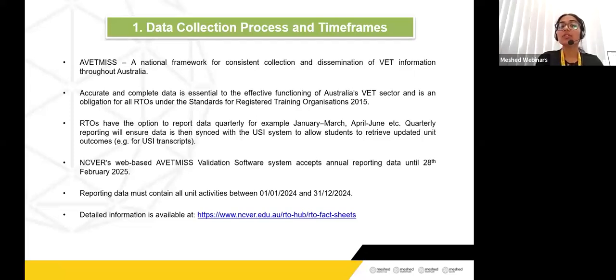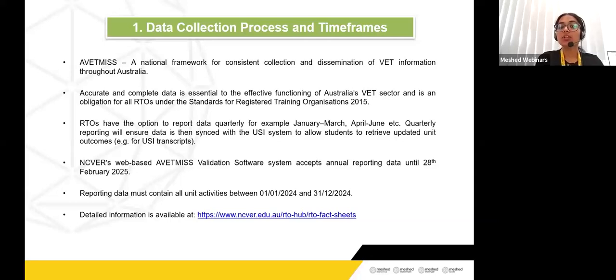As an RTO, you have an option to report your data either quarterly, which can be for each quarter, for example, January to March, April to June, and so forth, or you can report your data annually, which is the end of year data collection, which is due now on 28th of Feb. The data that you report to NCVR is used for updating students' USI transcripts, which you also have an option to do manually based on the data that you're reporting.